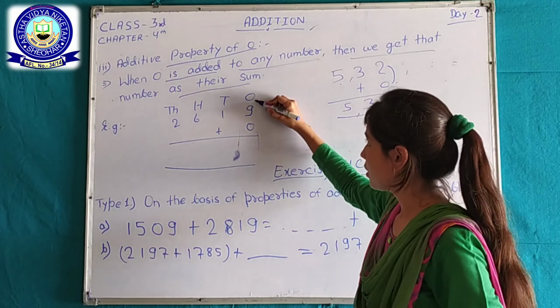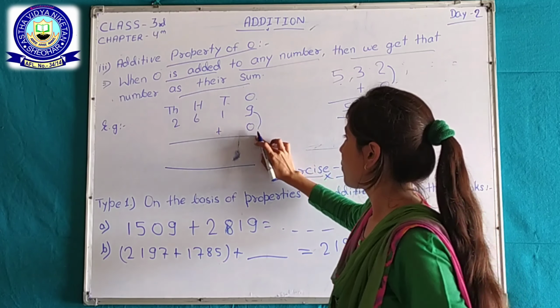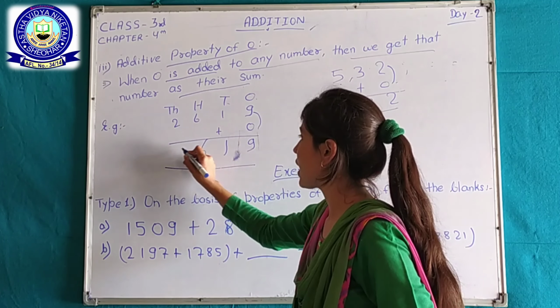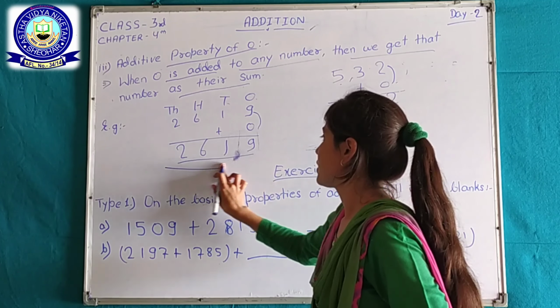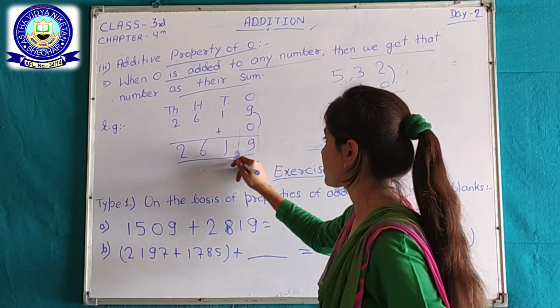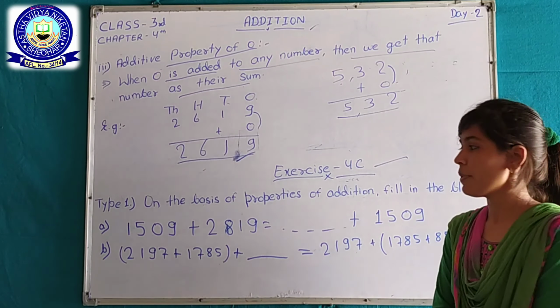Here are the ones, tens, hundreds and thousands. When we add 9 to 0, we get 9; likewise 1, 6 and 2. When 0 is added to any number, that number will be the sum. And this is your exercise 4C on the basis of properties of addition.